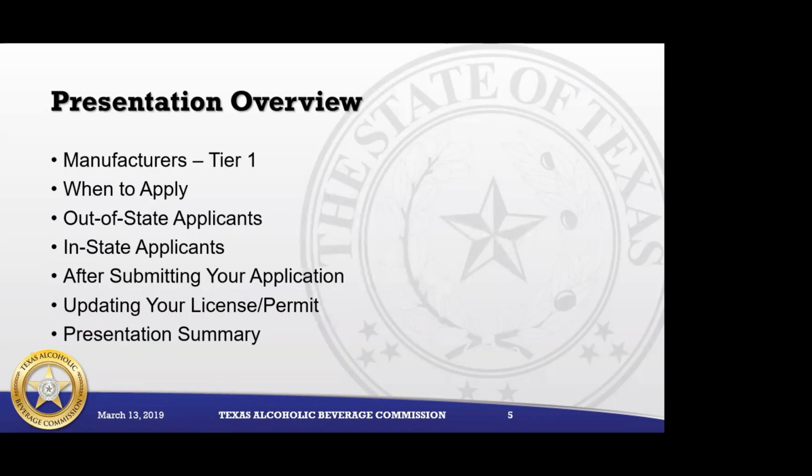Let's go over the presentation overview for today's presentation. First, we want to identify where the manufacturers are located within Texas's three-tier system for regulating alcohol. We want to touch on planning processes to utilize in order to obtain your permit and/or license timely. We're going to go over some application documents that we utilize for non-residents in our out-of-state direct shipper wineries. We're also going to go over application materials and procedures used by our in-state applicants.